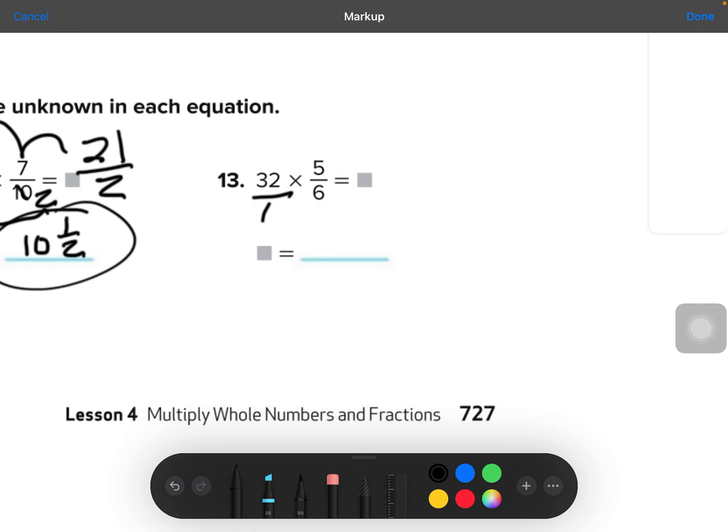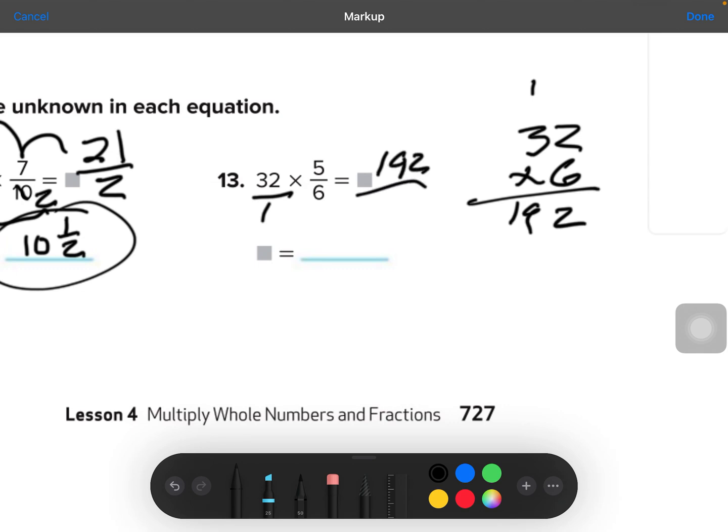Number 13. Let's see. I don't think 6 can go into 32. If it was 36, it could. So now we're going to have to do 32 times 6, which is 192. 192 divided by 6, and if I grab my handy-dandy calculator, I know that 192 divided by 6 equals 32.